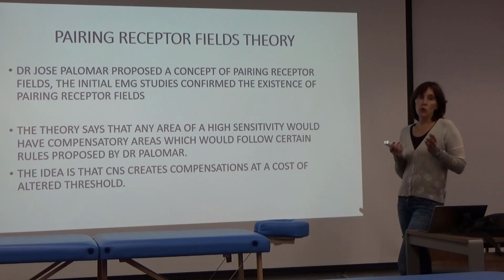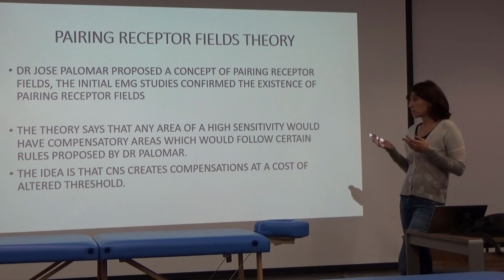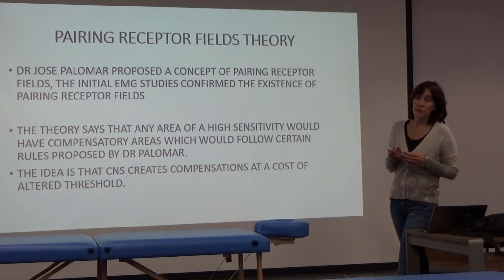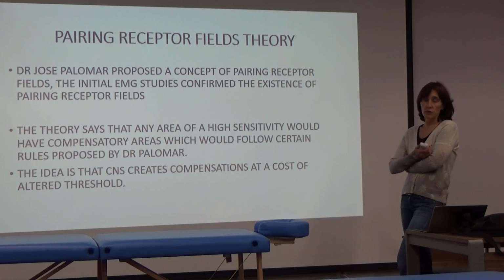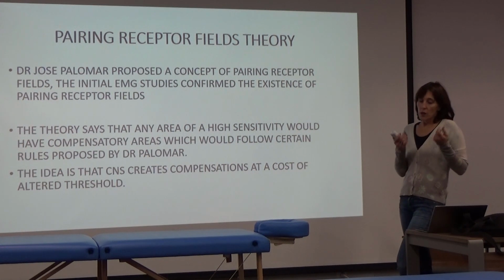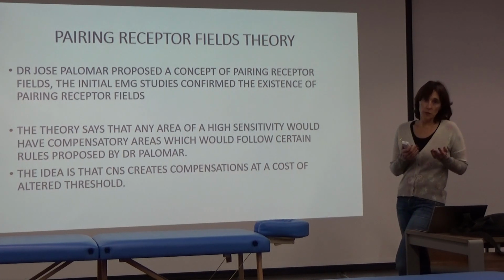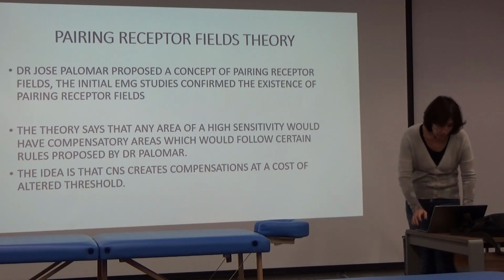So the normal threshold, for example, is going to be minus 50 millivolts to start the action potential, and those areas have minus 45 millivolts. So they're very sensitive to stimulus, and they react to the normal stimulus as if it was a nociception stimulus, or dangerous stimulus, or damaging stimulus.